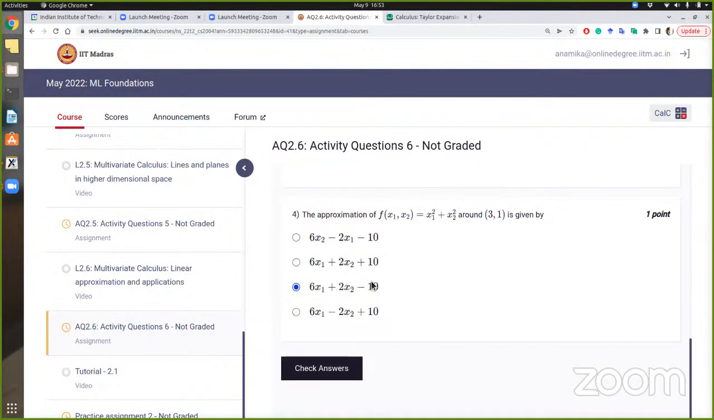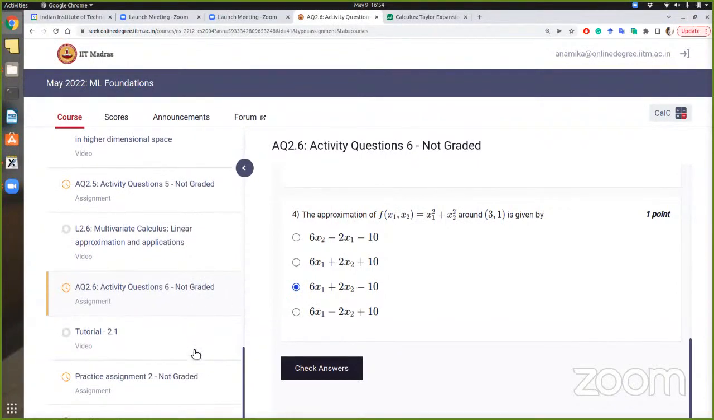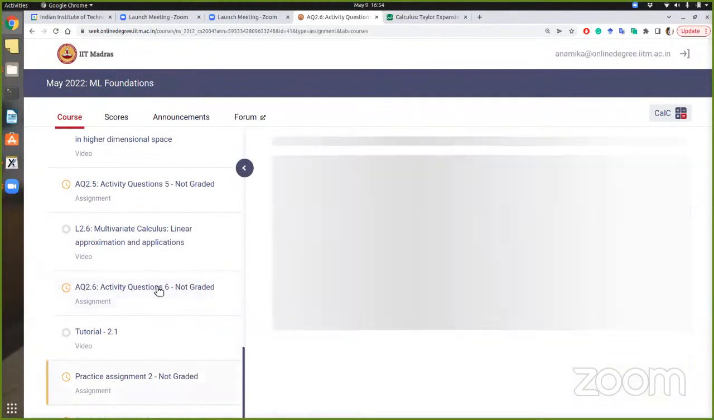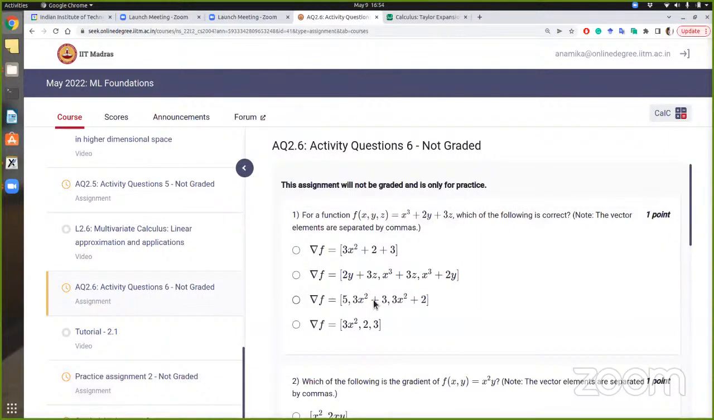So I hope you know how to compute the linear approximation of a multivariate function. I have one question here. Gradient descent, is it part of univariate calculus anyway? Or what do we say there in univariate calculus?